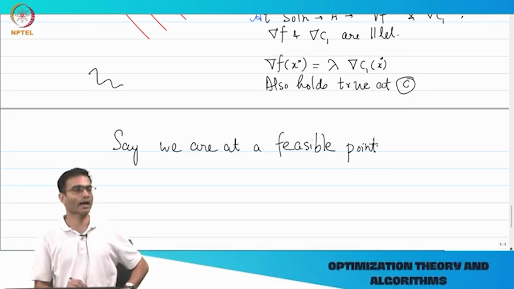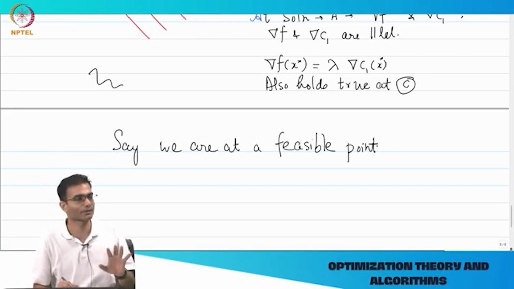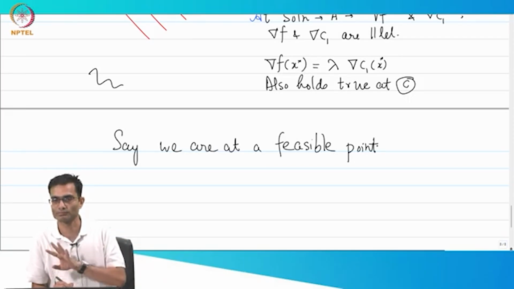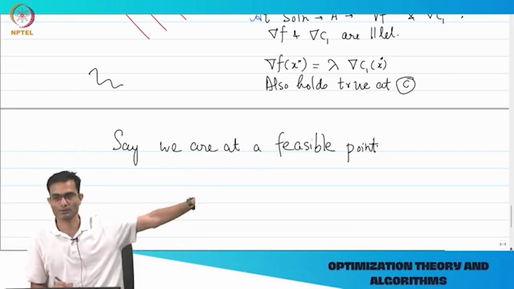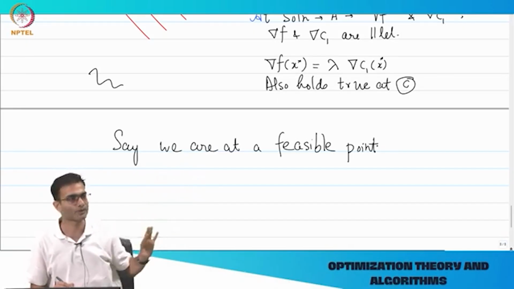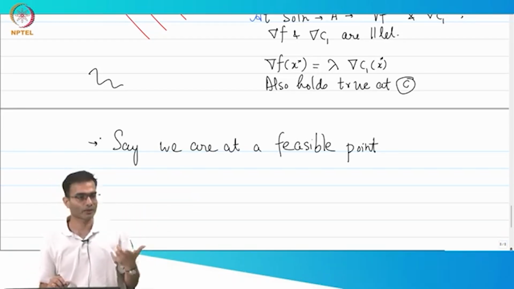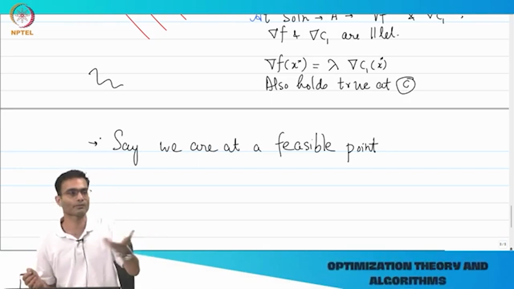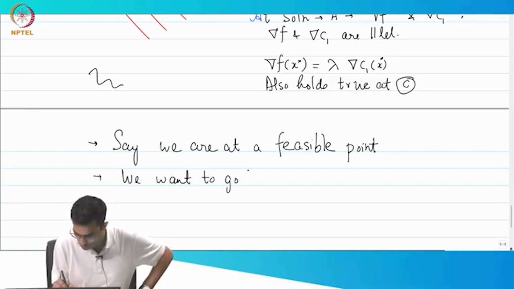So let's say that we are at a feasible point. Let's make one very simple assumption that no matter what algorithm I use, I always stay in the feasible set. Let's assume that it's not allowed for you to jump out into the no man's land. You are always on the feasible set. So let us say that we are at a feasible point and I want to go to a better point. That's the game that we are trying to play, right? That's how it would begin. Pick a random point, get better.